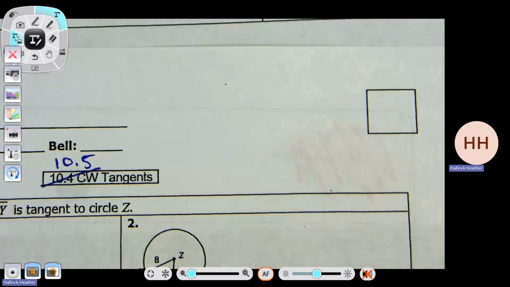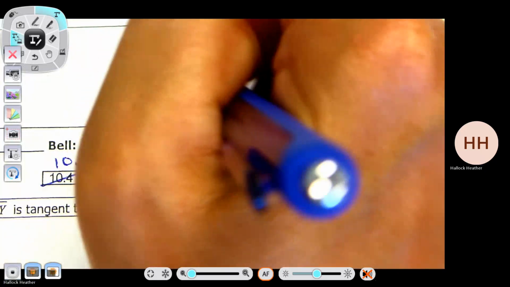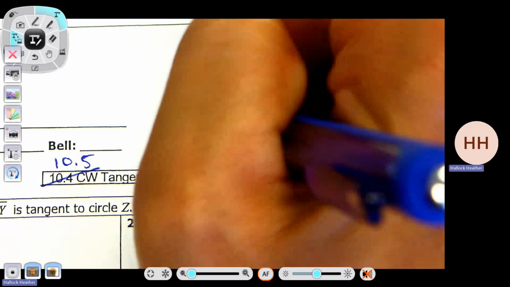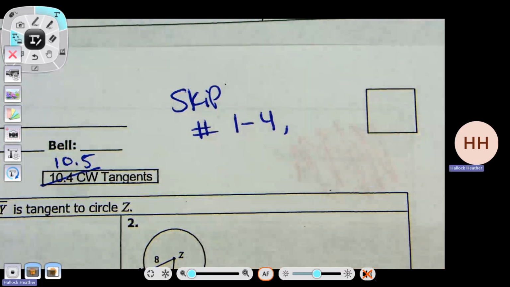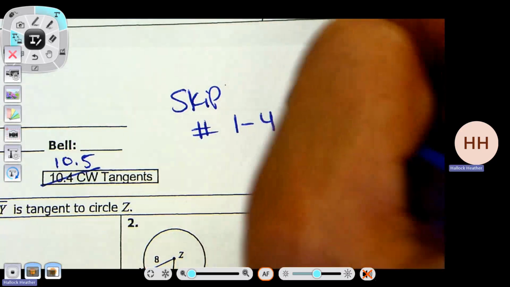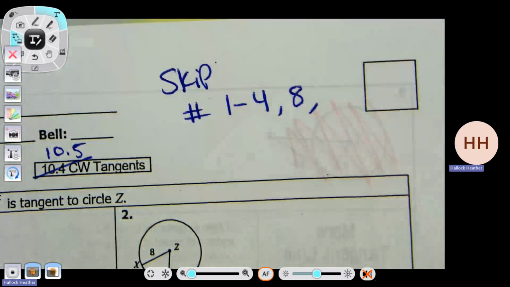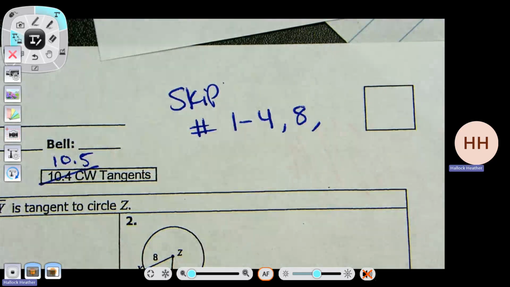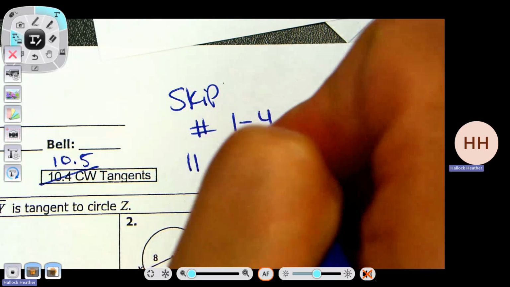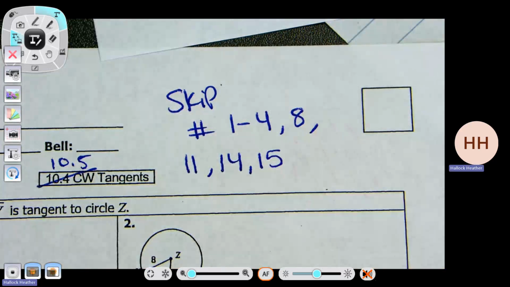So you can skip number 1 through 4. You can skip 8. You can skip, what else did I skip? 11, 14, and 15. Okay, I don't want you to do like a bunch of them because it's kind of pointless. I don't think this is terrible. Doing the Pythagorean theorem, you just might have to think a little bit. Let me know when you get stuck.